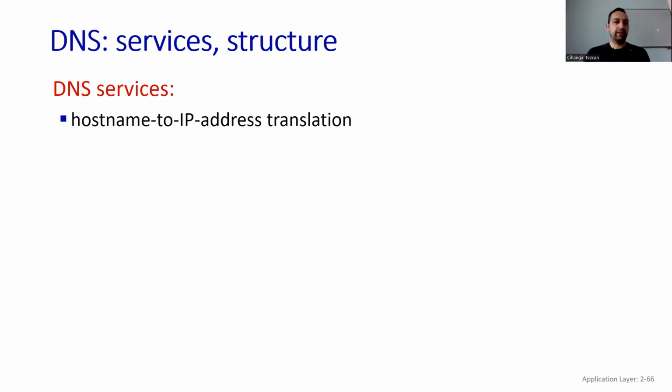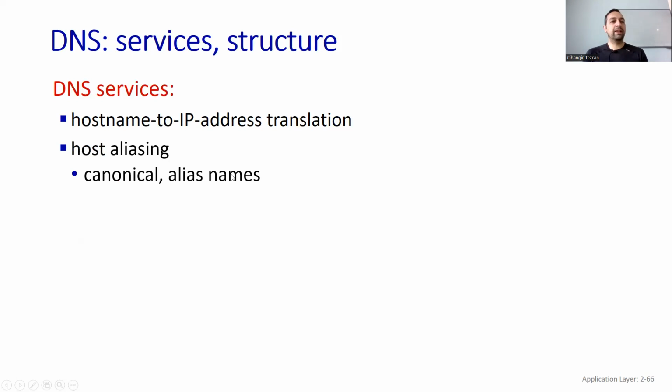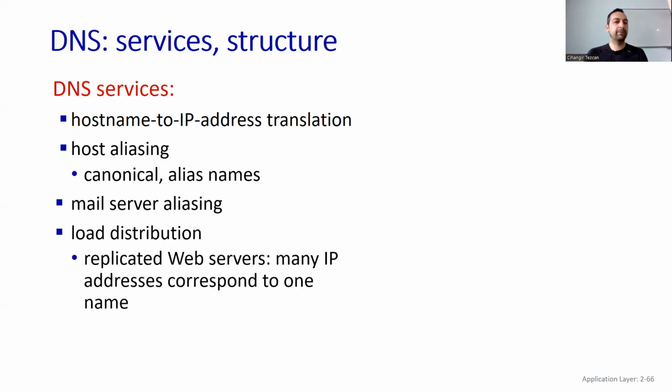So DNS services and structure are as follows. This is a host name to IP address translation, host aliasing, canonical alias name. So this means that a web page might have more than one domain. Like, I don't know if this is the case, but if Facebook also buys facebook.net, regardless of whether you click on facebook.com or .net, this is an alias, so they have the same IP address. Mail server aliasing, load distribution, replicated web servers, many IP addresses correspond to one name.